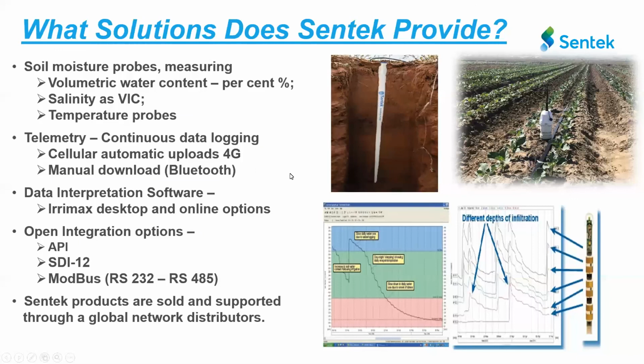And how do we get that data from the probes? There are two options in regards to telemetry. You can have cellular automatic uploads, with data coming to the cloud automatically every 15 minutes, every 30 minutes, or every hour. Or we also have a new technology operated by a smartphone app, which is a Bluetooth probe that contains a logger and continuously logs the data. Then you physically go to the field and upload that data to the cloud with your smartphone and an app.